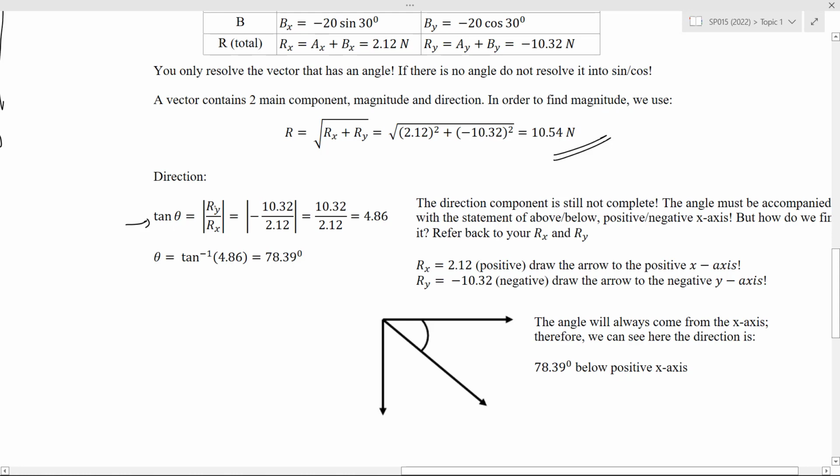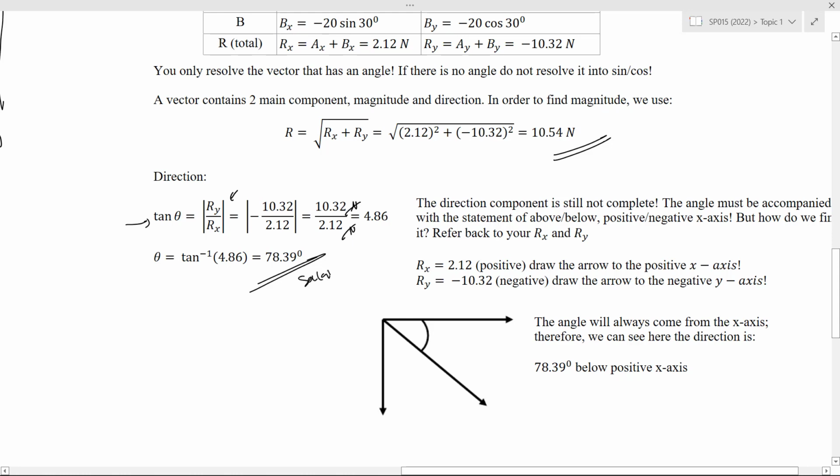So tangent theta sama dengan ry over rx. Okay, modulus wajib maksudnya apa benda dalam ni wajib positif kan. Okay, they'll get 4.86. Tak ada unit kat sini sebab the newtons here and the newtons here cancel out. So tak ada unit di situ. So bawa tangent to the other side, you'll get the dia punya angle atau direction dia 78.39, which is not a complete direction. If you tulis ni sahaja salah.